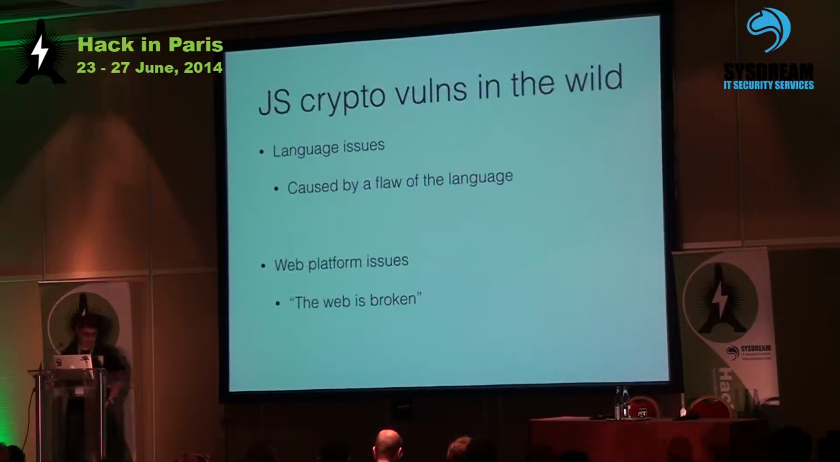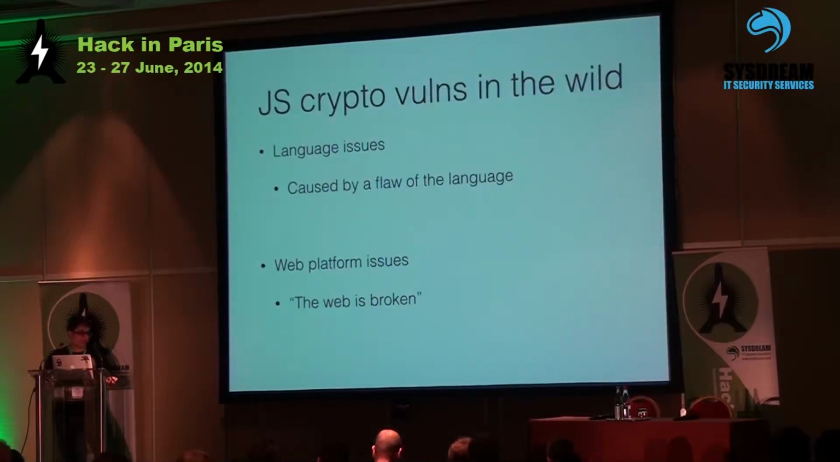So what I came to understand is that in JavaScript cryptography, the vulnerabilities in the software can usually be classified into two buckets of root causes. The first one are vulnerabilities arising from the lack of support in the JavaScript language for certain features, or the quirks of the language. And the second are issues caused by web platform flaws, or web platform insecurity, because we all know that the web is broken and probably will be broken for the next 10 years or so.